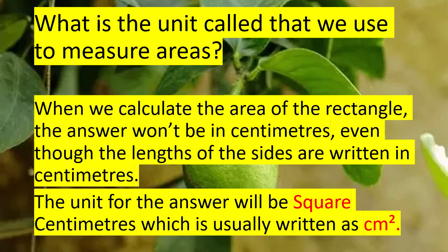What is the unit called that we use to measure areas? When we calculate the area of the rectangle, the answer won't be in centimeters, even though the lengths of the sides are written in centimeters. The unit for the answer will be square centimeters, which is usually written as cm squared.